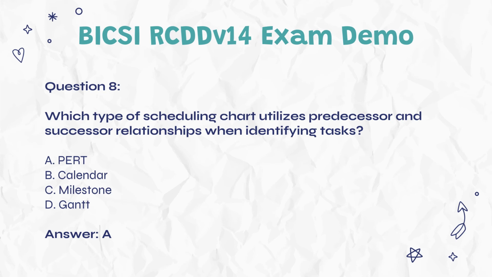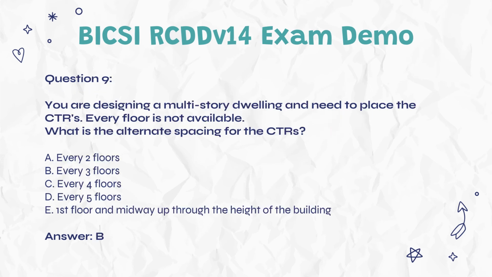Question 8. Which type of scheduling chart utilizes predecessor and successor relationships when identifying tasks? A. PERT. B. Calendar. C. Milestone. D. Gantt. Answer A.